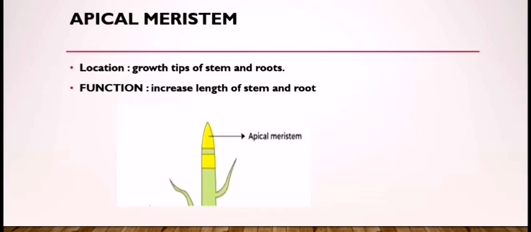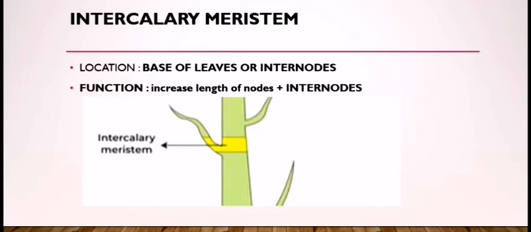Apical meristem is present in the growth tip of the stem or the root, and its function is to increase the length of the stem and root. So who is going to increase the length of the entire plant? It is the apical meristem. Now the second type of meristem is intercalary meristem. We saw that it is present in the middle part of the plant, like the base of your leaf or the base of the internodes. You can see intercalary meristem here, and its function is to increase the length of nodes and internodes.